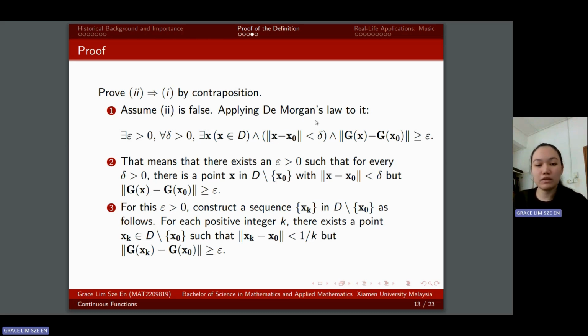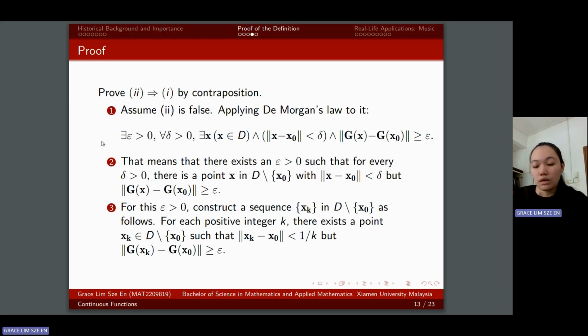It seems very complicated, but in point 2, it basically explains that there exists an epsilon bigger than 0, so that for every delta bigger than 0, there is a point x in D slash x naught with the distance |x minus x naught| less than delta, but the distance |g(x) minus g(x naught)| is bigger than or equal to epsilon, as opposed to the previous one, we recall.